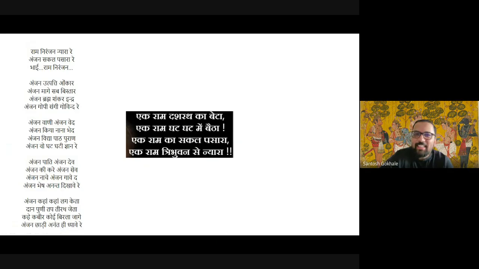So Kabir ji says, Ek Ram Dasharatha ka beta, Ek Ram ghat ghat mein baitha, Ek Ram ka sakal pasara, Ek Ram tribhuvan se nyara. So he's defining 4 Rams here. One is the historical Ram, Ek Ram Dasharatha ka beta. Ek Ram ghat ghat mein baitha. There is a Ram inside each and every one of us. Ek Ram ka sakal pasara. Ye jo maya hai, ye jo duniya hai, wo Ram ka pasara hai. Or Ek Ram tribhuvan se nyara, which is Brahman.